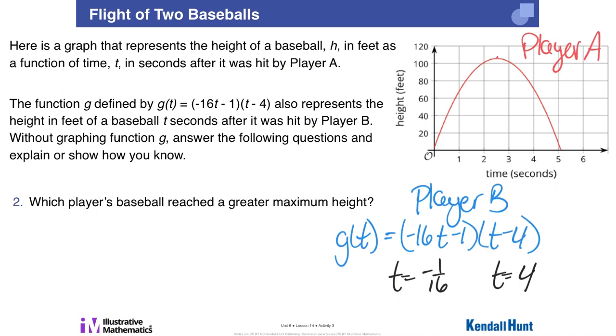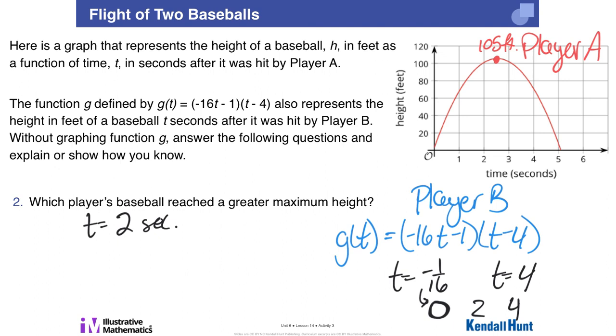For player A, we can see from the graph that the maximum height is somewhere around 105 feet. And from ours, again, we had these zeros at negative 1/16 and 4. And we know that halfway between is going to be the x value of the vertex, that highest point. So to find halfway between, we need to do a little estimating here. Let's estimate negative 1/16 to be 0 because it is really close to 0. And then we have 4 over here. Halfway in between is going to be 2. So that means when time, not x, when time equals 2 seconds, that's when the baseball was at its highest.